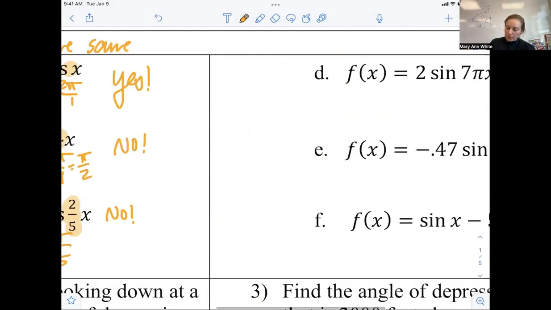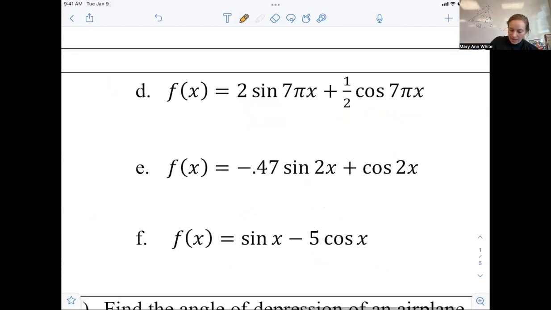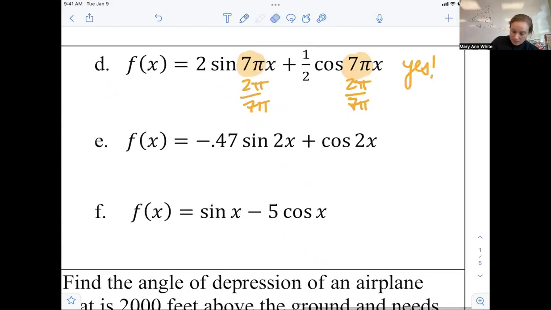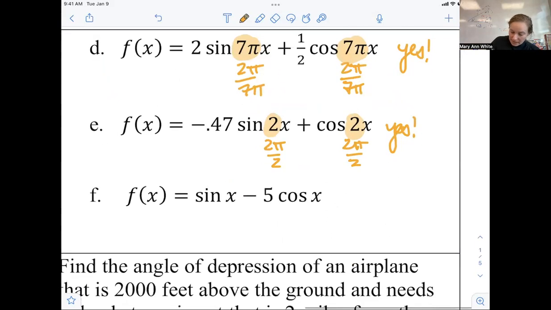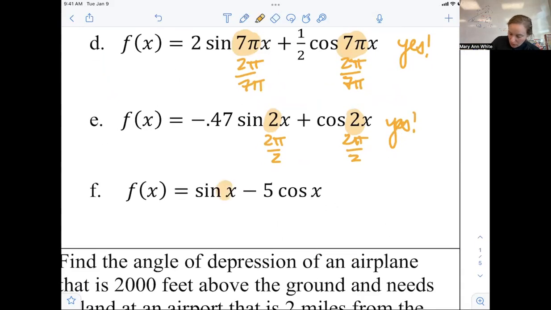Okay, gonna jump over, do the other two really quick. Even though this is 7 pi and this is 7 pi, it's at least the same number. So 2 pi divided by 7 pi will be the same thing as 2 pi divided by 7 pi. So yes. 2 and 2, okay, 2 pi divided by 2 will be the same thing as 2 pi divided by 2. And then last, these both just have 1 in front, so it's like 2 pi over 1, so they will be the same as well.